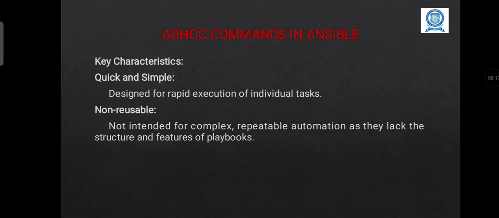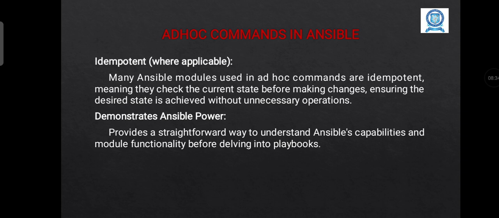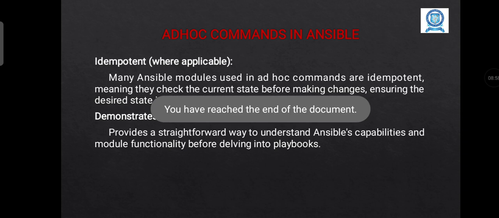The key characteristics of ad hoc commands are: they are quick and simple. They are designed for rapid execution of individual tasks. They are non-reusable, not intended for complex, repeatable automation as they lack the structure and features of playbooks. Idempotent: many Ansible modules used in ad hoc commands are idempotent, meaning they check the current state before making changes, ensuring the desired state is achieved without unnecessary operations. It demonstrates Ansible's power and provides a straightforward way to understand Ansible's capabilities and module functionality before delving into playbooks.